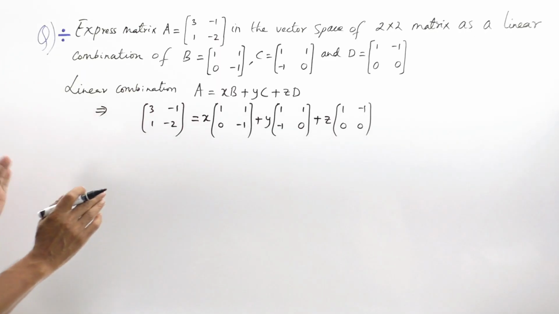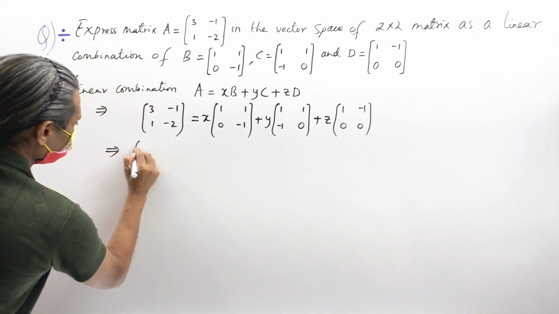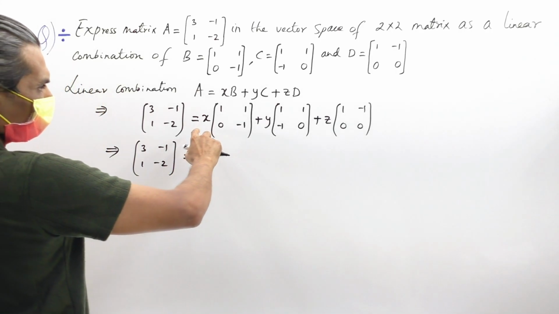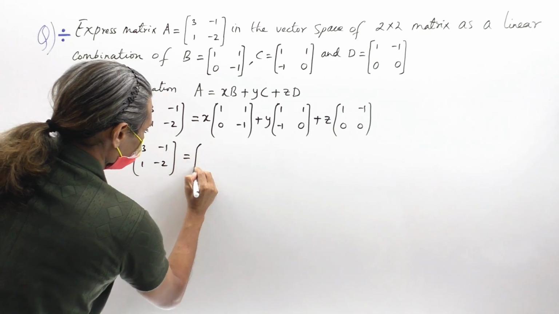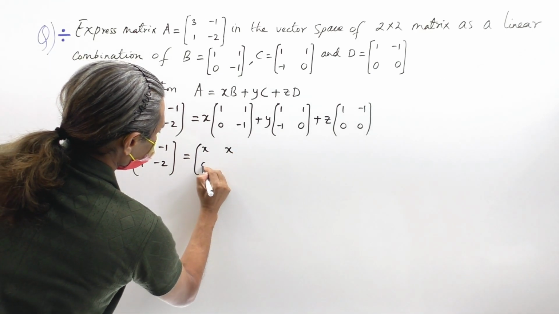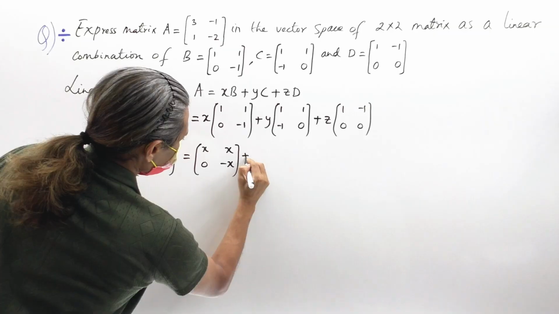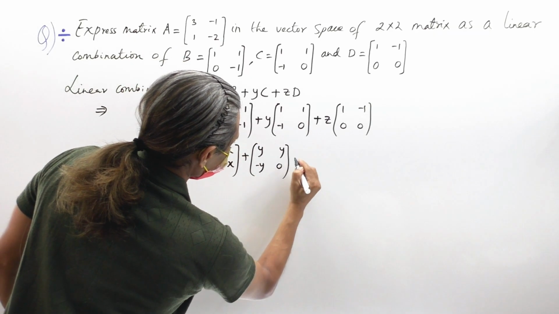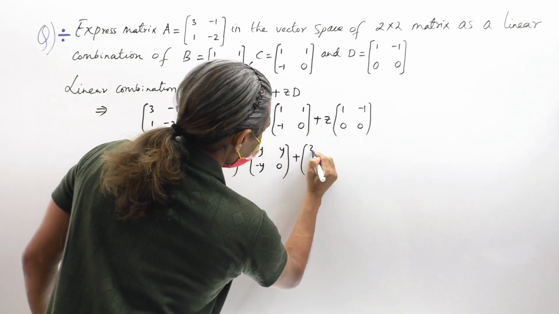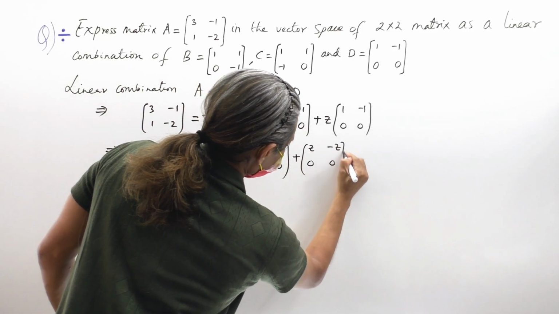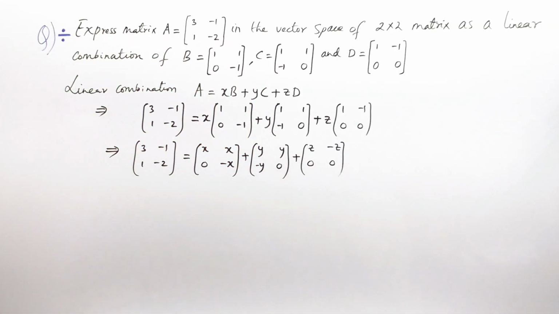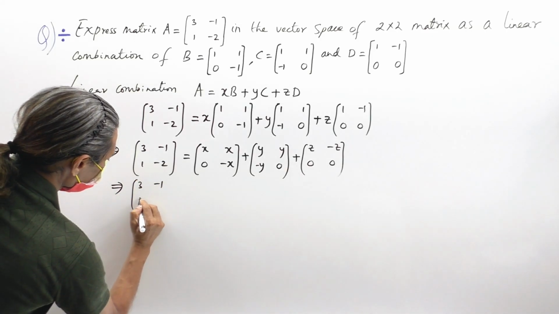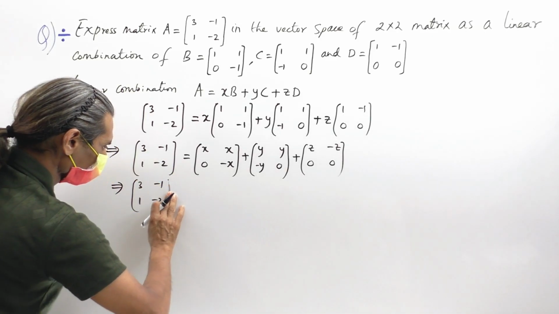Now let's compare it. We can write here, that implies [[3, -1], [1, -2]] equals, let's take it inside now, better. This will be [[x, x], [0, -x]] plus [[y, y], [-y, 0]] plus, taking z inside, [[z, -z], [0, 0]]. You can solve directly, but I am showing step by step.